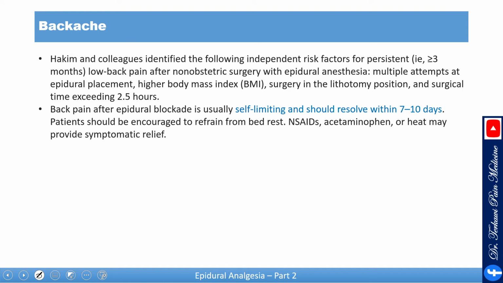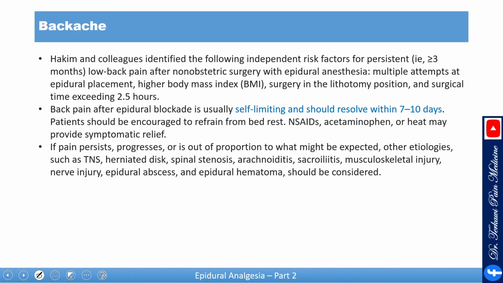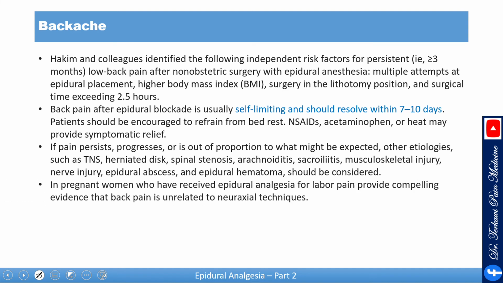Patients should be encouraged to refrain from bed rest and use NSAIDs, acetaminophen, or heat to provide symptomatic relief. If pain persists, progresses, or is out of proportion to what might be expected, other etiologies such as transient neurological syndrome, herniated disc, spinal stenosis, arachnoiditis, sacroiliitis, etc. should be considered. In pregnant women who have received epidural analgesia for labor pain, there is compelling evidence that back pain is unrelated to the neuraxial technique.